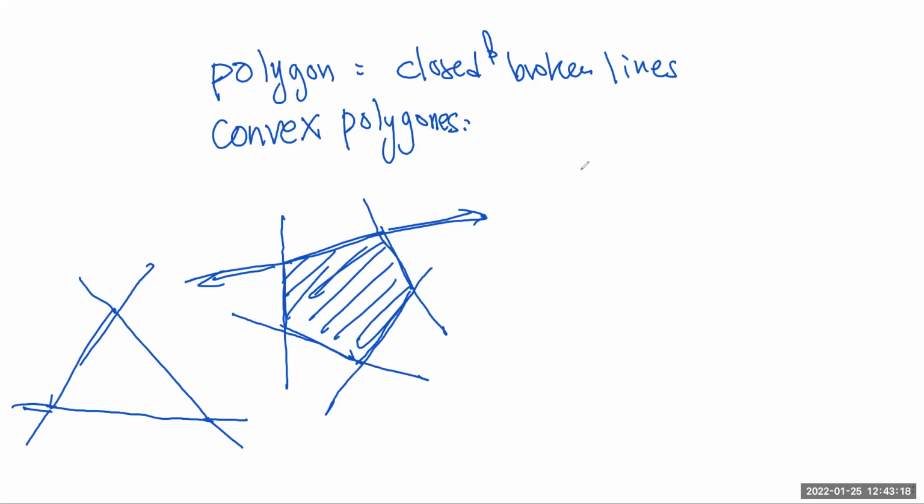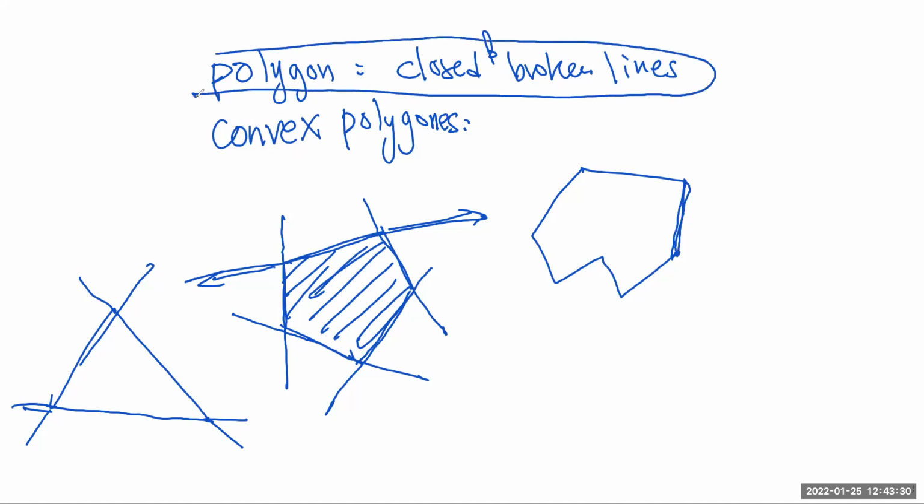But you could have a polygon like this. Now, why do we say this is a polygon? Because it met the definition, right? When we say something is a thing, as long as it meets the definition, then that has to be that thing. So this one, we see that it's closed and it's made of broken lines.